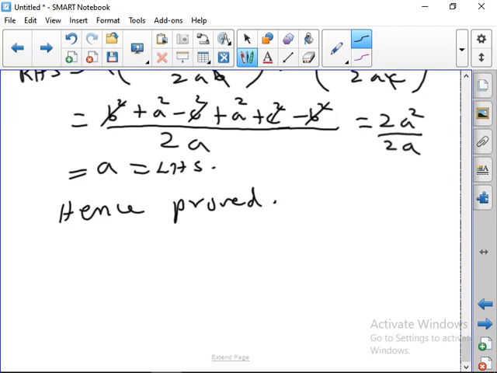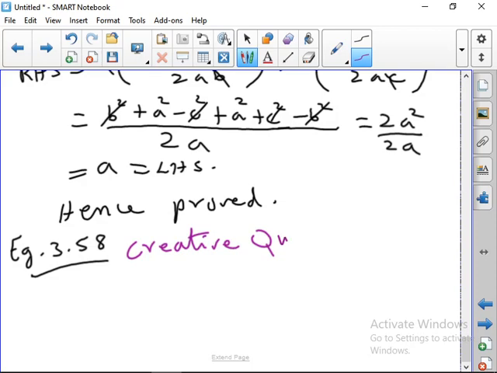Now I'll give you a creative question. So creative question is based on example 3.58. Okay, a creative question. It is similar to that of example 5.38. Okay, so you try this.